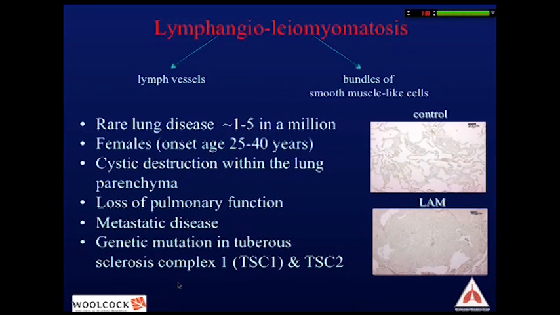Lymphangio-leiomyomatosis is a disease of the lymph vessels and bundles of smooth muscle-like cells. It's a fairly rare disease, affecting between 1 and 5 in a million, and generally is found in females between 25 and 40 years of age. It's characterised by cystic destruction in the parenchyma, but also regions of fibrotic deposition. It's also thought that there may be a metastatic component to this disease, and the cause of this disease is a mutation in the tuberous sclerosis complex.